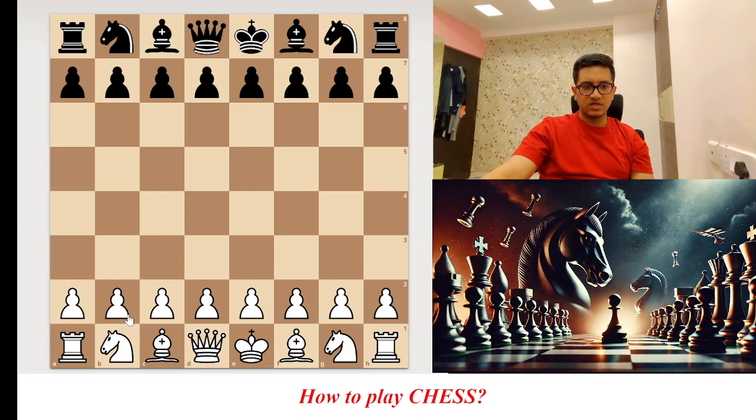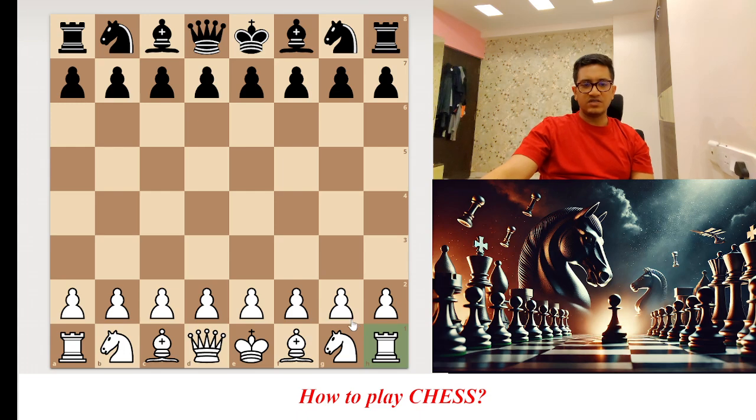So if not, then this is called pawn. So these eight are pawns, and this is called rook. This is knight. This is bishop. This is queen, this is king, and then again bishop, knight, and rook.